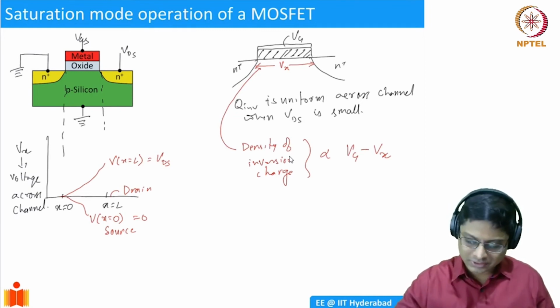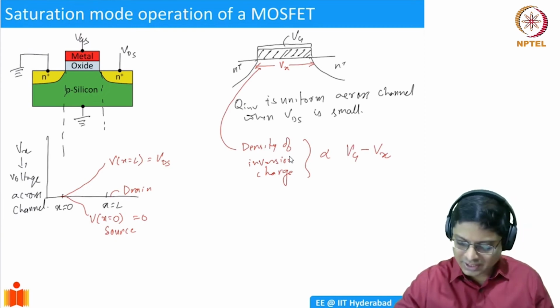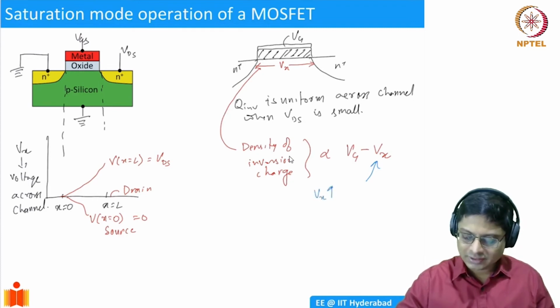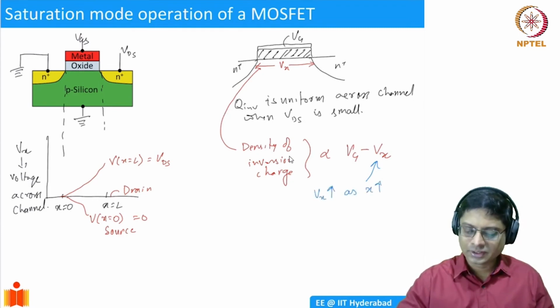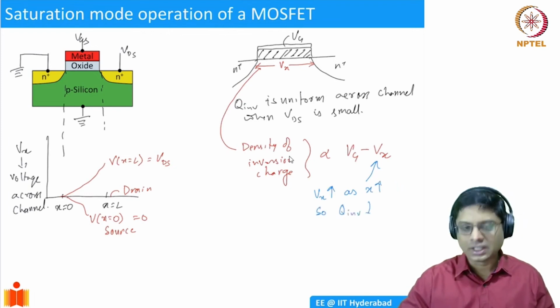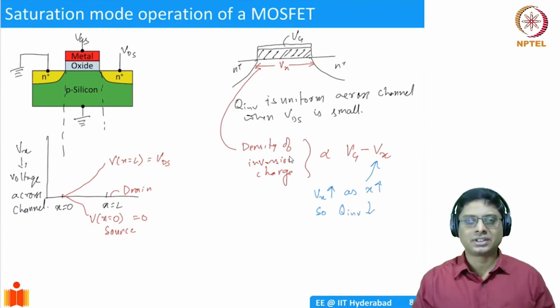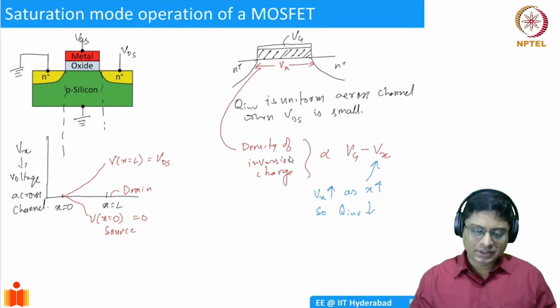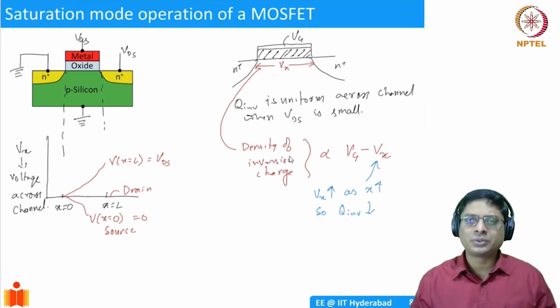So this Vx is basically channel voltage. So Vx increases as X increases. So Q inversion reduces as you go towards the drain region, right? Similarly, you could think of what exactly should be the voltage? We will have to analyze. We will do that in a moment, okay? So this is an important part.